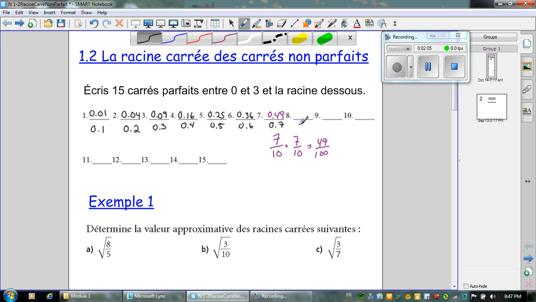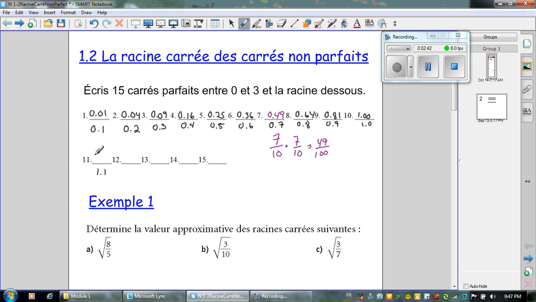So again, 8/10 multiplied by 8/10, or 8/10 squared, would be 64 hundredths. 9/10 squared is 81 hundredths. And after that, I have 10/10, which is 1. 1 squared is, or 10/10 squared is 100 cents, or 100 hundredths. And then after that, I'm going to continue along with 11/10.